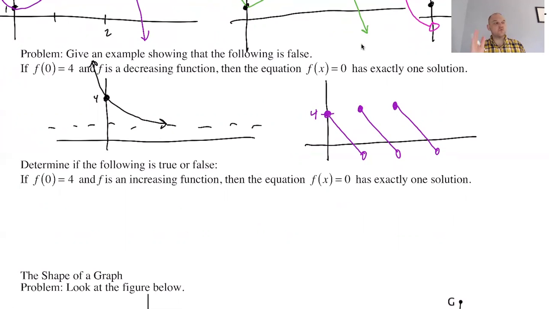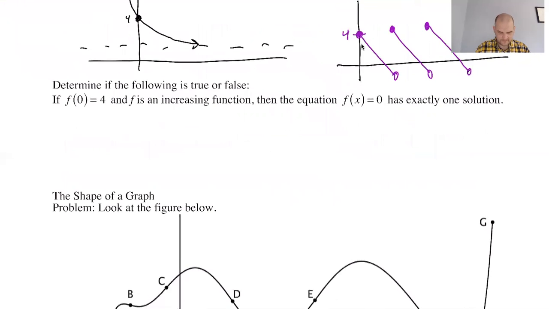Like f of x equals 1 over x, decreasing everywhere in its domain. X equals 0 is not in its domain, but it's decreasing everywhere. This function I just drew, decreasing everywhere, is just a super weird kind of piecewise-ish function. You could probably throw something together using mod, M-O-D, which would potentially give you that graph.